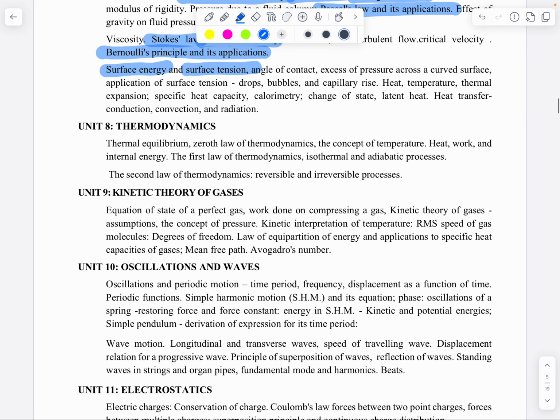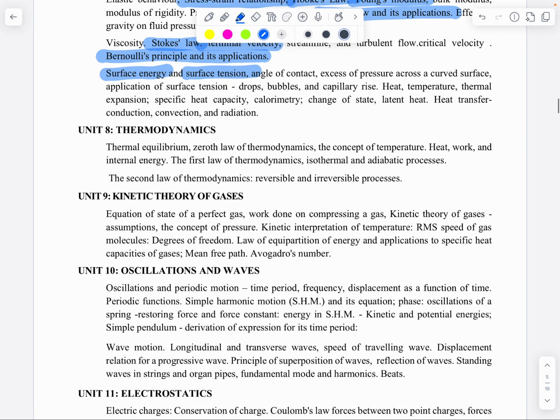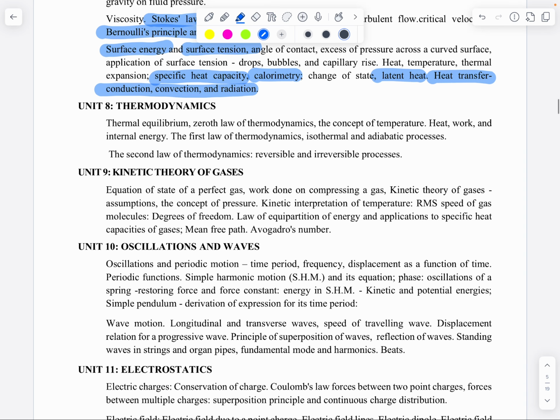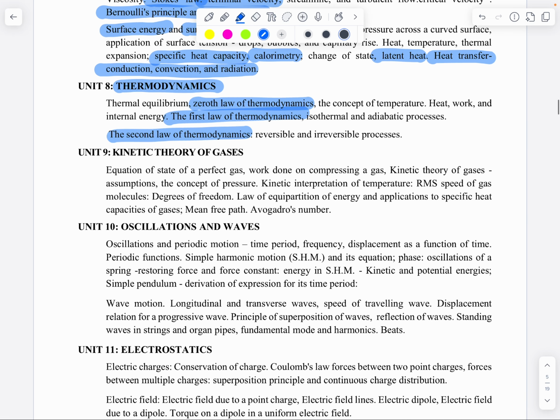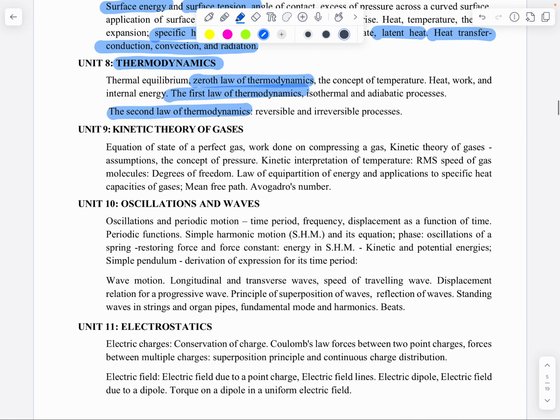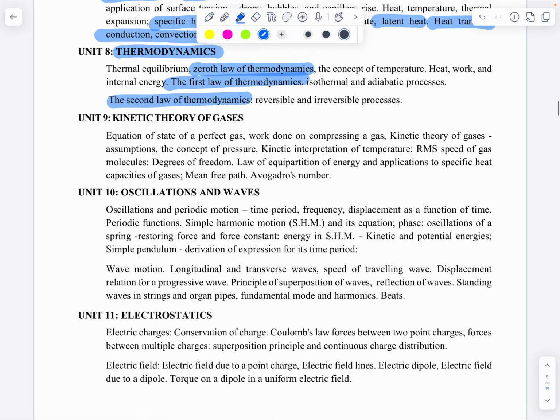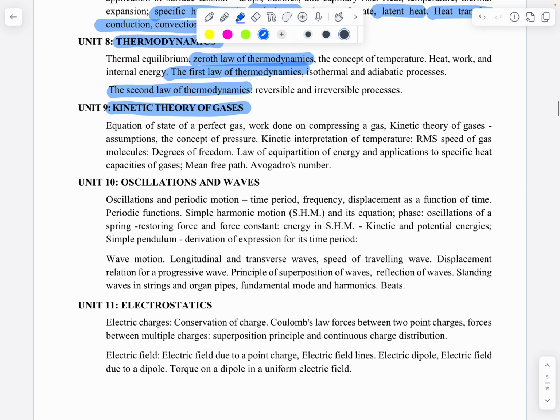The next is obviously the specific heat capacity, calorimetry, latent heat, heat transfer. The three methods of heat transfer are also important. The next unit is thermodynamics. It includes the zeroth law of thermodynamics, the first law of thermodynamics, the second law of thermodynamics. All these are the important topics. The next unit is kinetic theory of gases.